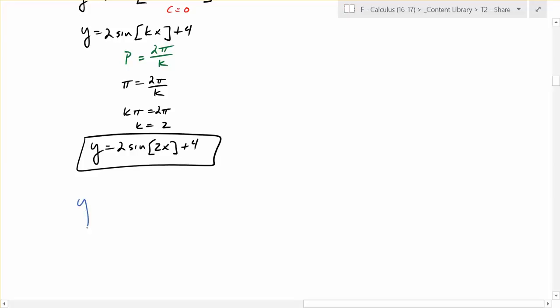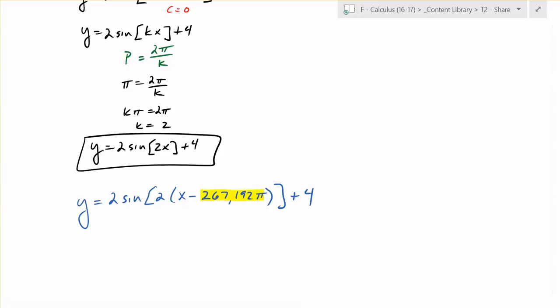Because what could you do to this? You could be like, y is equal to 2 sine of 2 times x minus 2671192.83, no, not e. It has to be a whole number. Pi, plus 4. Because look, as long as it's being moved by a multiple of pi, it's going to be the same thing, right? Please don't do that.